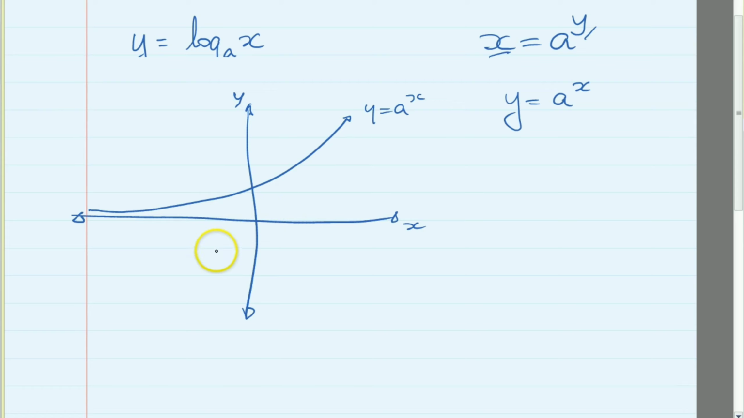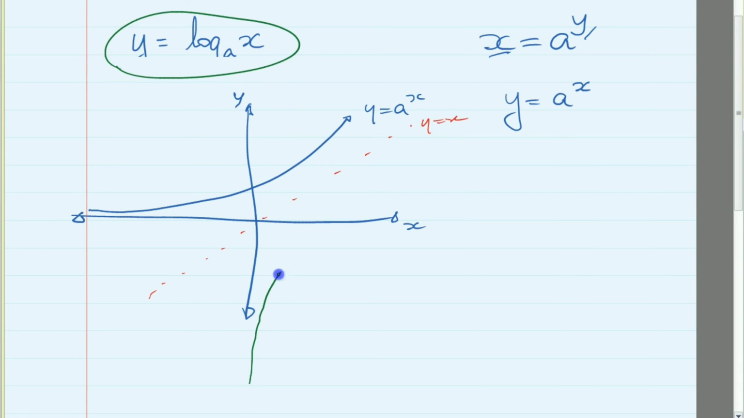But when we have inverse graphs like we have here, where we have y is equal to a to the power of x, they're actually just reflected across the line y is equal to x. And so our log graph here, our y equals log base a of x, is a graph which will look like this. And so this is y is equal to log base a of x, and this is the general shape of a log graph.